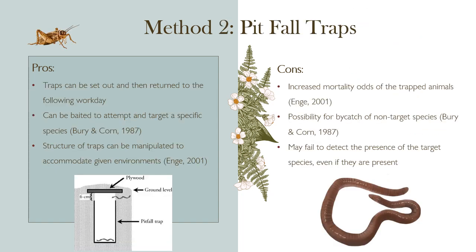The second method is pitfall traps, and this requires just digging a hole and placing some sort of bucket. This bucket is usually in the path of where you would expect a caecilian to crawl through, somewhere in the soil, as the diagram shows below, and we'd expect the caecilians to fall into this bucket and be trapped. The traps can be set up basically anywhere, and you can return to them the following day, so you don't actually have to be there constantly.